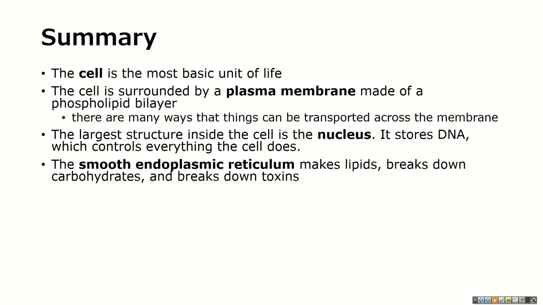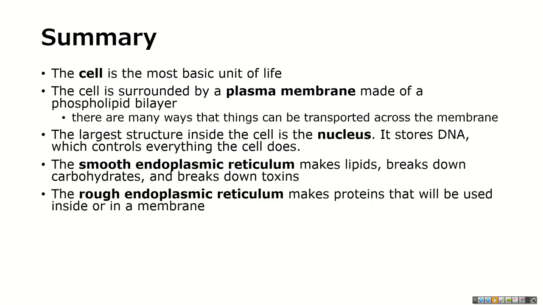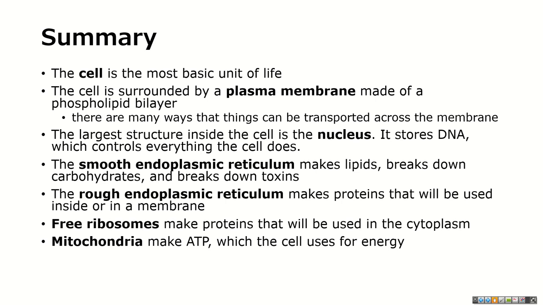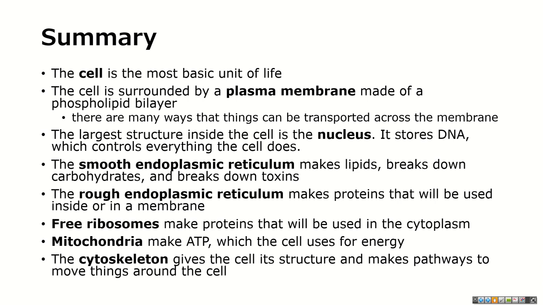The smooth endoplasmic reticulum makes lipids and breaks down sugars and breaks down toxins. The rough endoplasmic reticulum makes proteins that will be used inside a membrane or in a membrane. The free ribosomes make proteins that will be in the cytoplasm, like the cytoskeleton. So the cytoskeleton is made by free ribosomes. Mitochondria make ATP, which the cell uses for energy. And the cytoskeleton gives the cell its structure and makes pathways for things to move around the cell. And that is everything you need to know about cells.